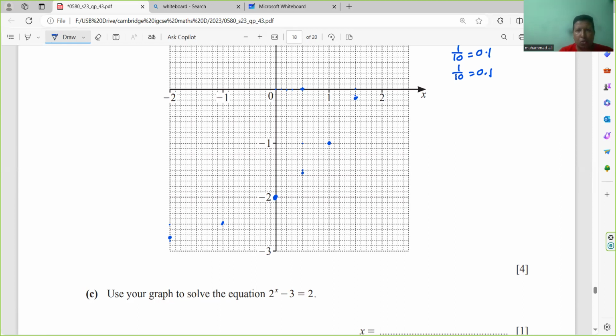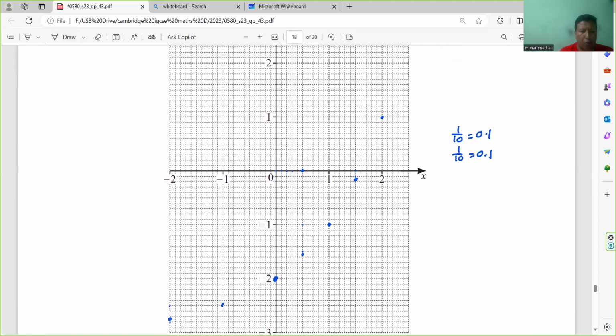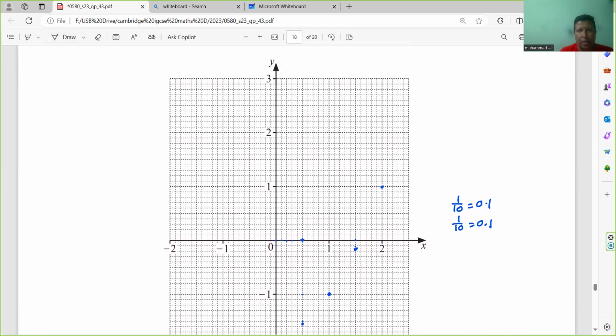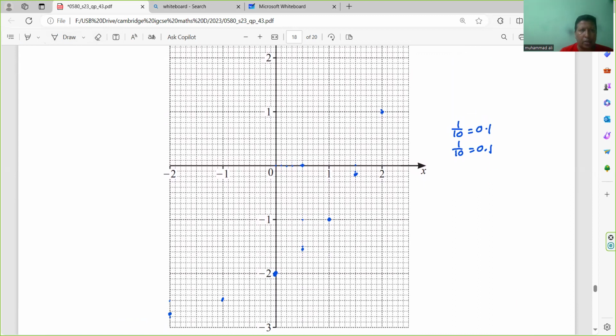When x equals 2, y equals 1. And when x equals 2.5, y equals 2.66. So 2.5 here, 2.6, this is 2.7, so 2.66 is here. Now we have all these values. These are all the points.